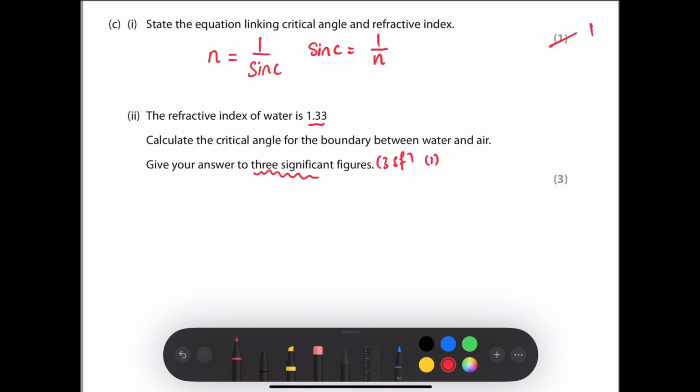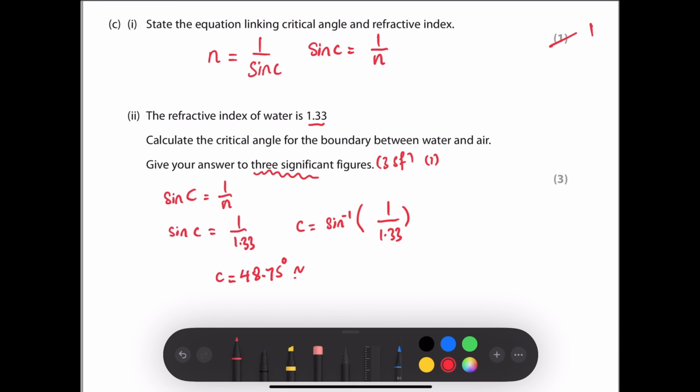So my critical angle is sine inverse of the answer on the calculator, 1 over 1.33. C as a critical angle, how much? It's 48.75 degrees, which is approximately 48.8 degrees, 3 significant figures. Please check the mark scheme. For this one, we will get 3 out of 3.